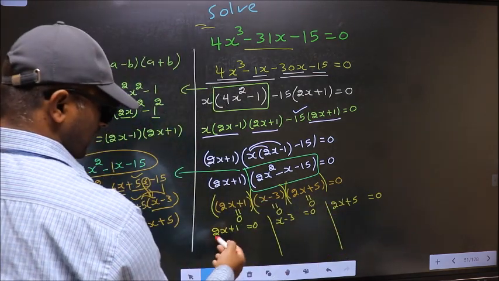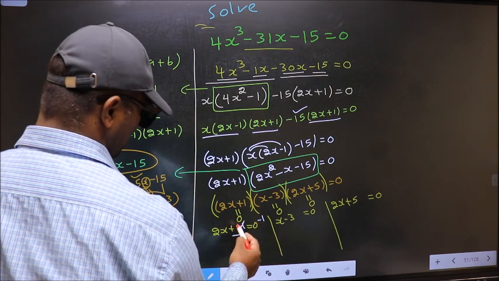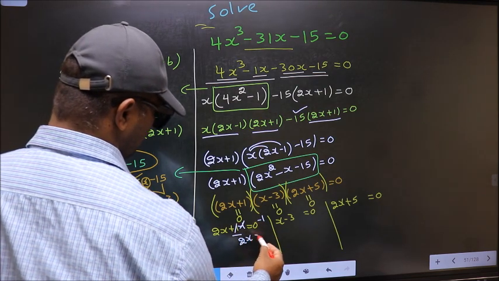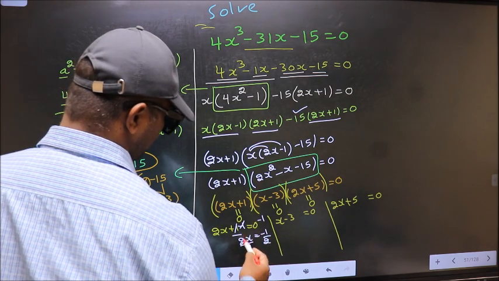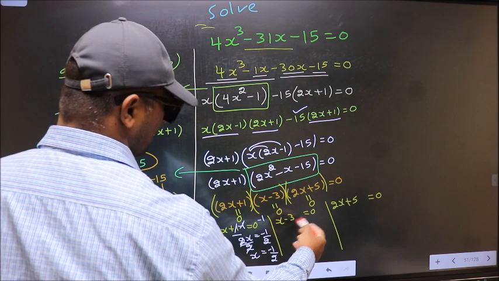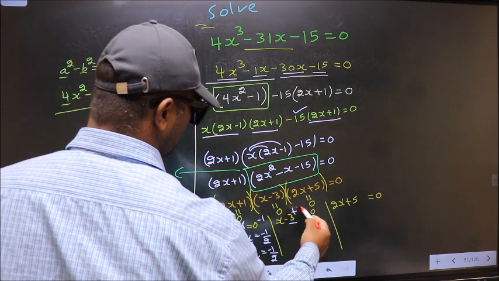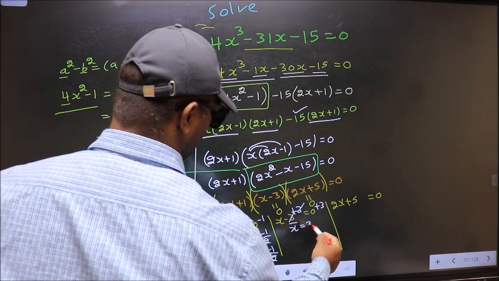Now to get x value from here, I should remove plus 1, so subtract 1. You get 2x equal to minus 1. Now I should remove 2, so divide by 2. You get x equal to minus 1 by 2. Now here I should remove minus 3, so add 3. You get x equal to 3.